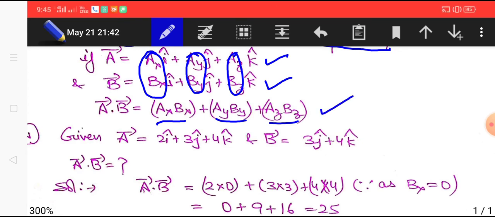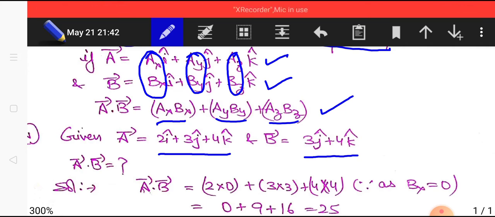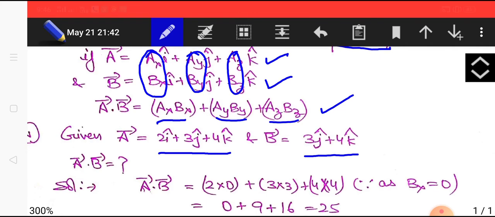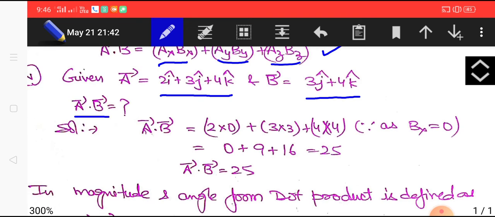Let us take an example. For example, a is equal to 2i plus 3j plus 4k and b is equal to 3j plus 4k. Please note here there is no x component, hence i is not there. Do not get confused here. So we need to find a dot b.